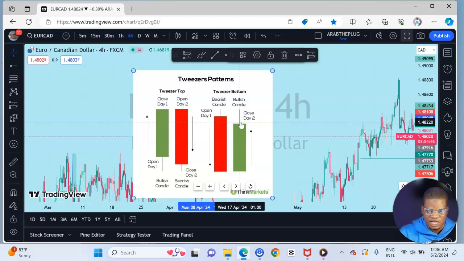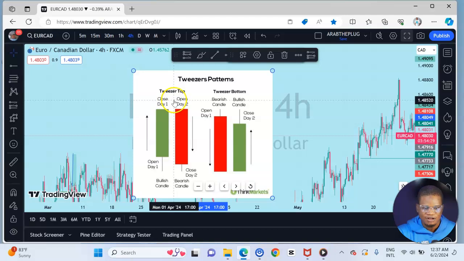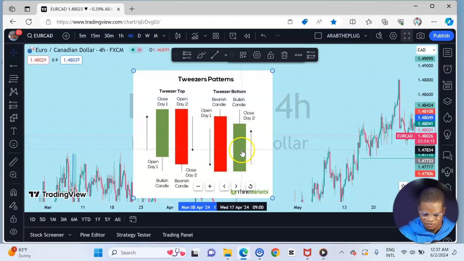Most of the time, the candles have the same size. Not always, but most times. And sometimes it may not have the same size, but one will not be too big that it will be able to engulf the other. So this one is called tweezer. And we have tweezer top and we have tweezer bottom. Most of the time when we trade tweezer top, it is at the resistance. And most of the time when we trade tweezer bottom, it is at the support level.